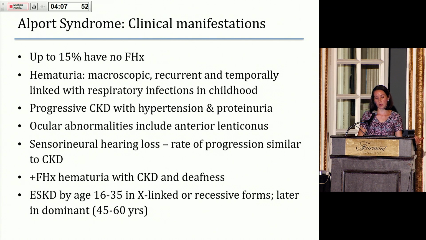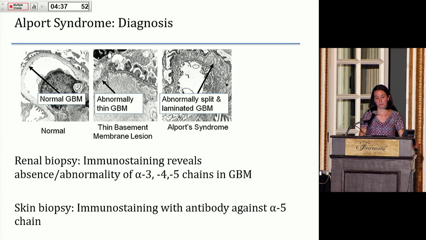Patients will present with macroscopic hematuria and can be temporarily linked with respiratory tract infections in childhood. They tend to have progressive chronic kidney disease and proteinuria, and the progression of their sensorineural hearing loss tends to follow the same pattern as the progression of their chronic kidney disease. And these patients with X-linked forms and recessive forms tend to reach end-stage kidney disease by the age of 30, whereas those with the dominant form of Alport, it occurs a little later in life.